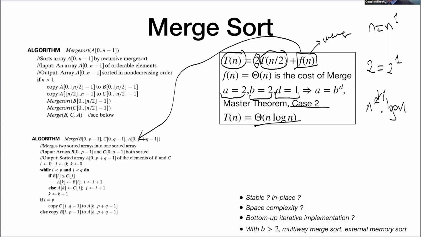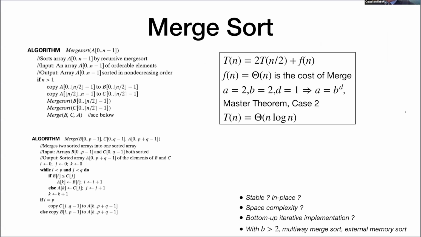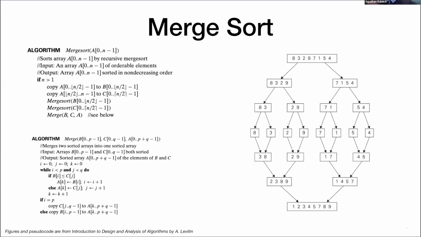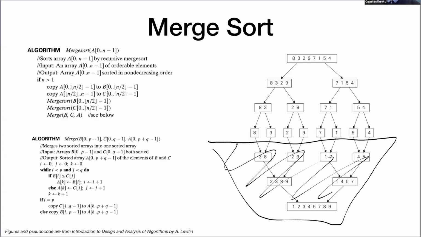Actually, without using the master theorem, it is not that much difficult to see why it is n log n. Honestly speaking, maybe this 2 shape makes it a little bit complicated. So what I suggest you is not to consider this part. Okay, so not consider this part.